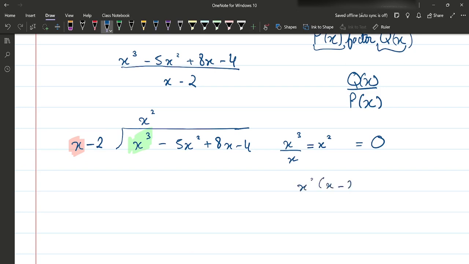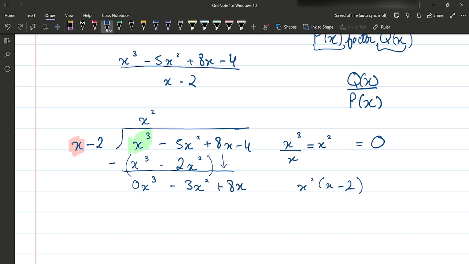So x squared times x minus 2 should give you x to the power 3 minus 2x to the power 2. Alright, now let's subtract. When we subtract x cubed by x cubed, that'll just be 0 x cubed, and this will give us minus 3x squared. Then you bring down the third term, that'll be plus 8x.